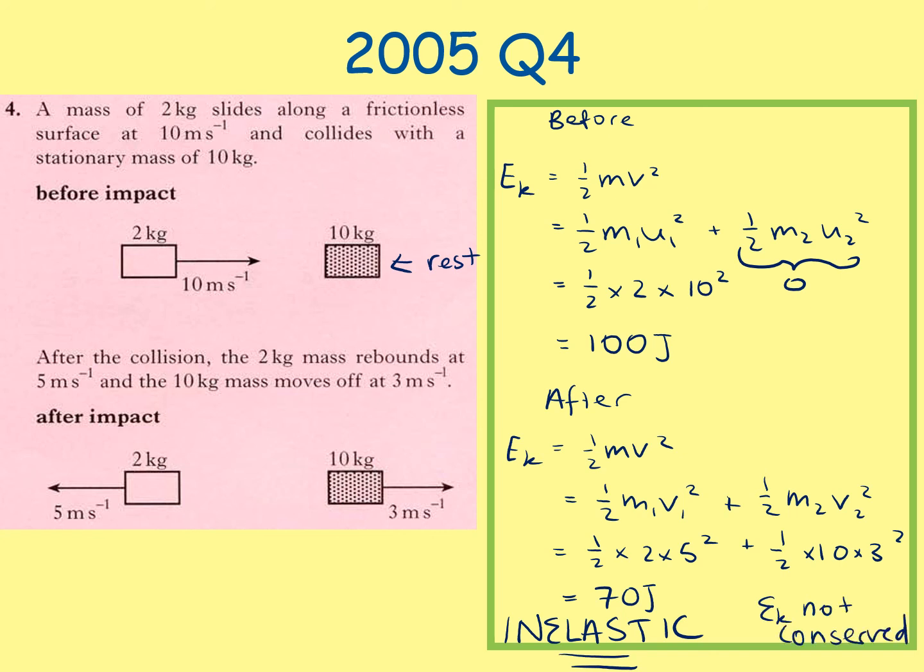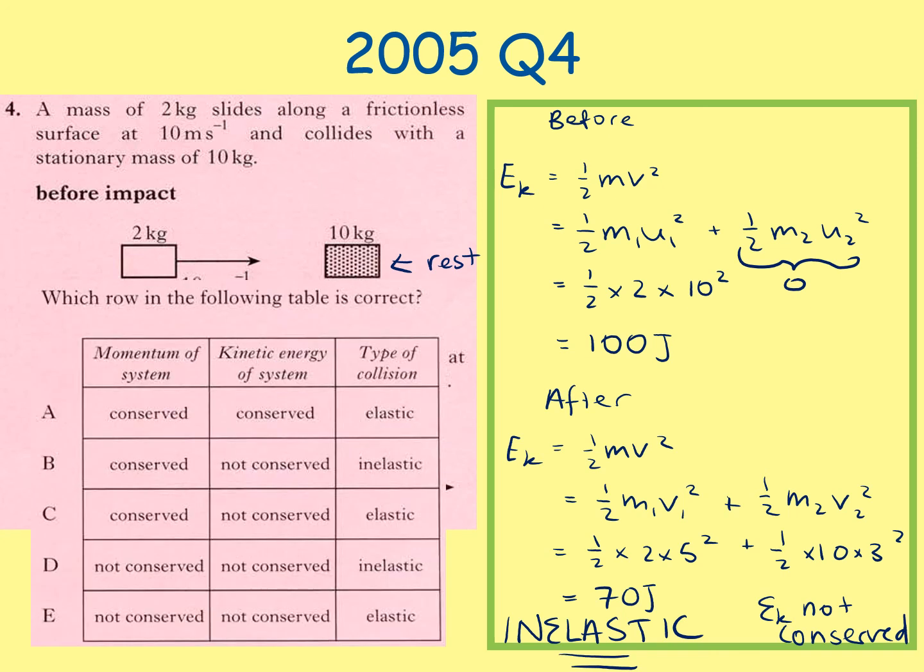Let's have a look at our table to see if we can find any matching rows. So the kinetic energy of the system here, again, we can cancel out D and E, we talked about that before. EK not conserved, so we've got B and C just there. And we know this is an inelastic collision, so we've got B just there. Our answer is B.